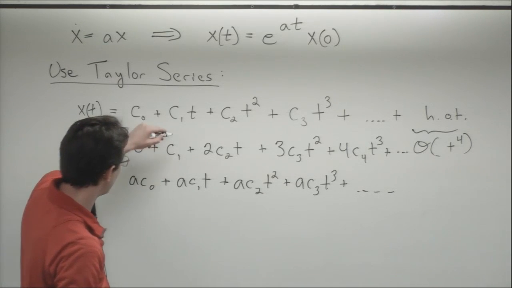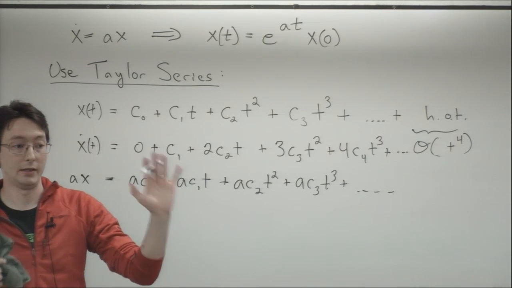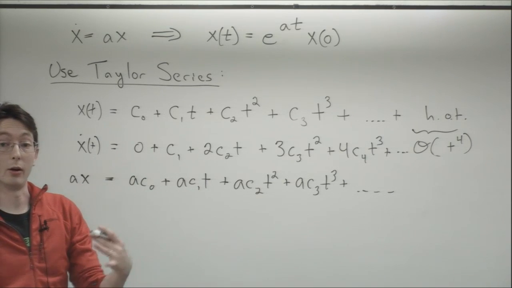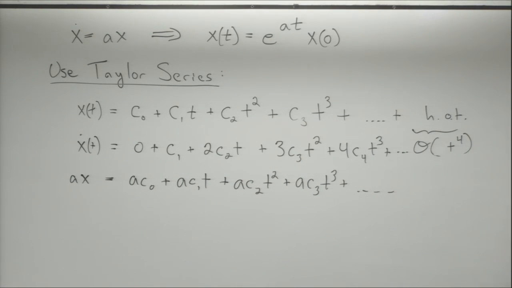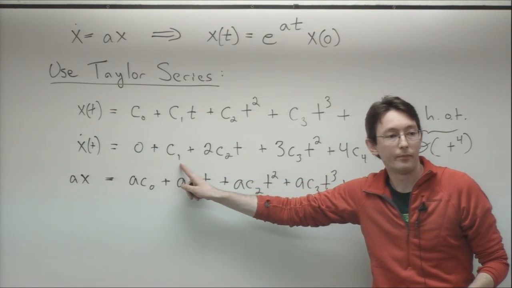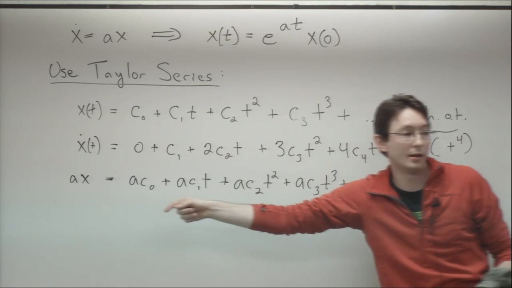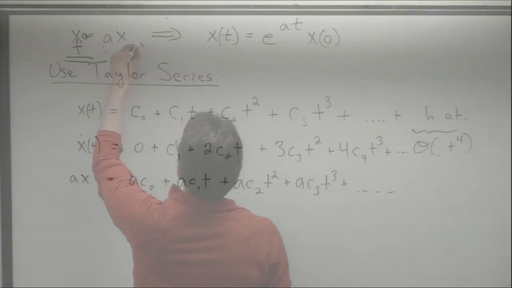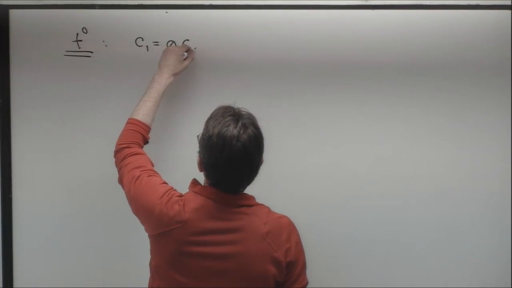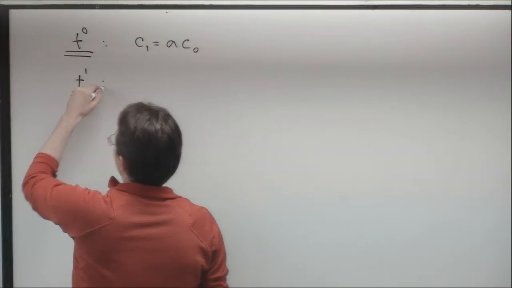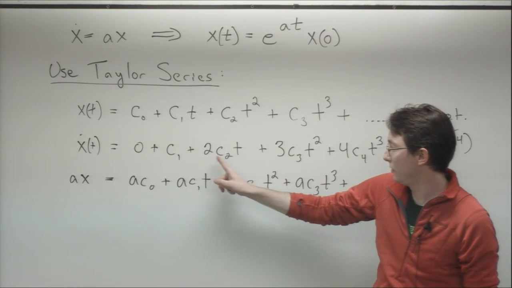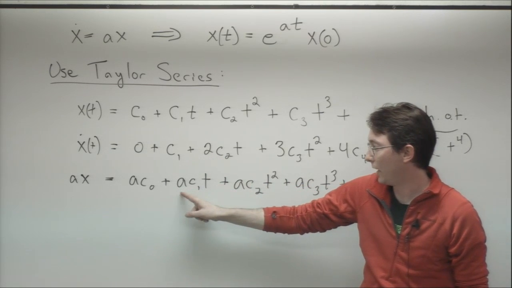I'm just going to do it term by term. I'm going to take all of the different powers of t and make their coefficients match forever, up until infinity. So for the constant term, the t to the 0 term, I have c1 here, and that has to equal a times c naught here. So c1 equals a times c naught. Fine. In the t terms, I'm matching 2c2, and that has to equal a times c1.